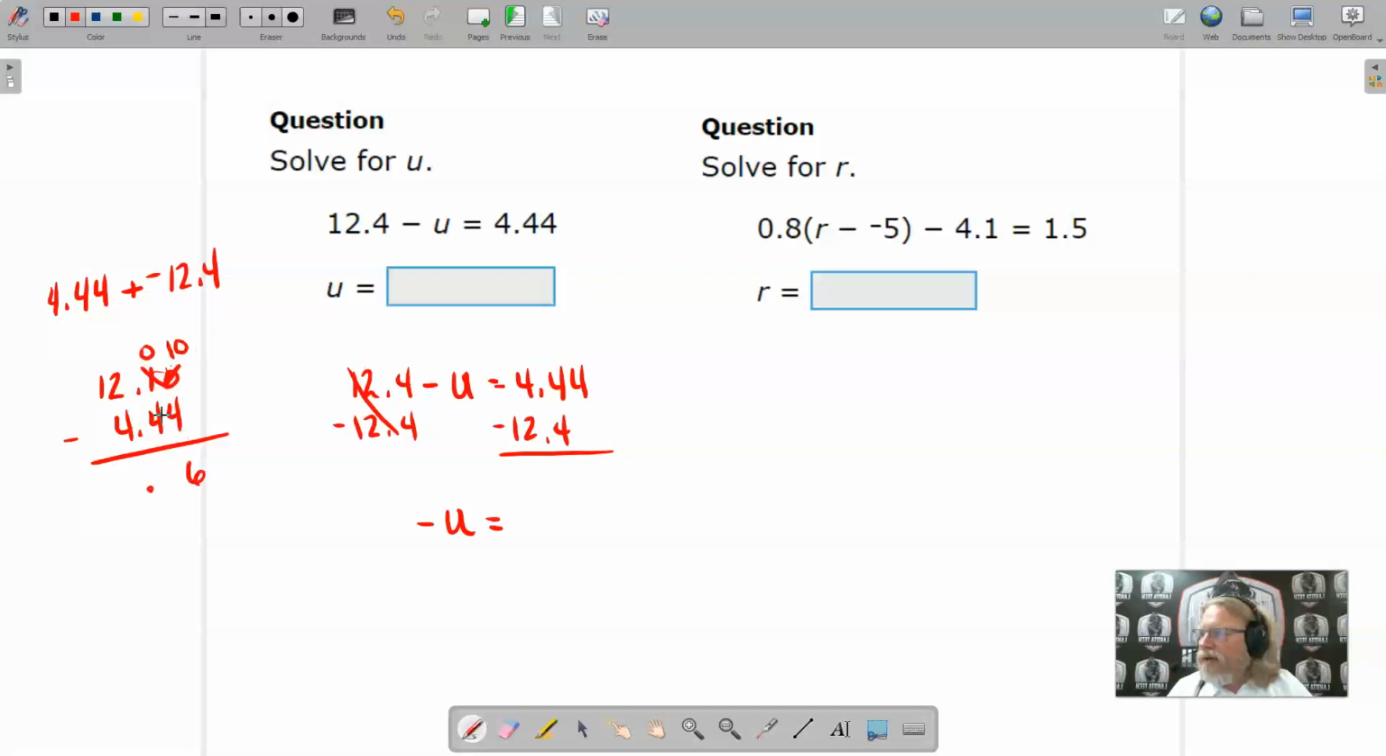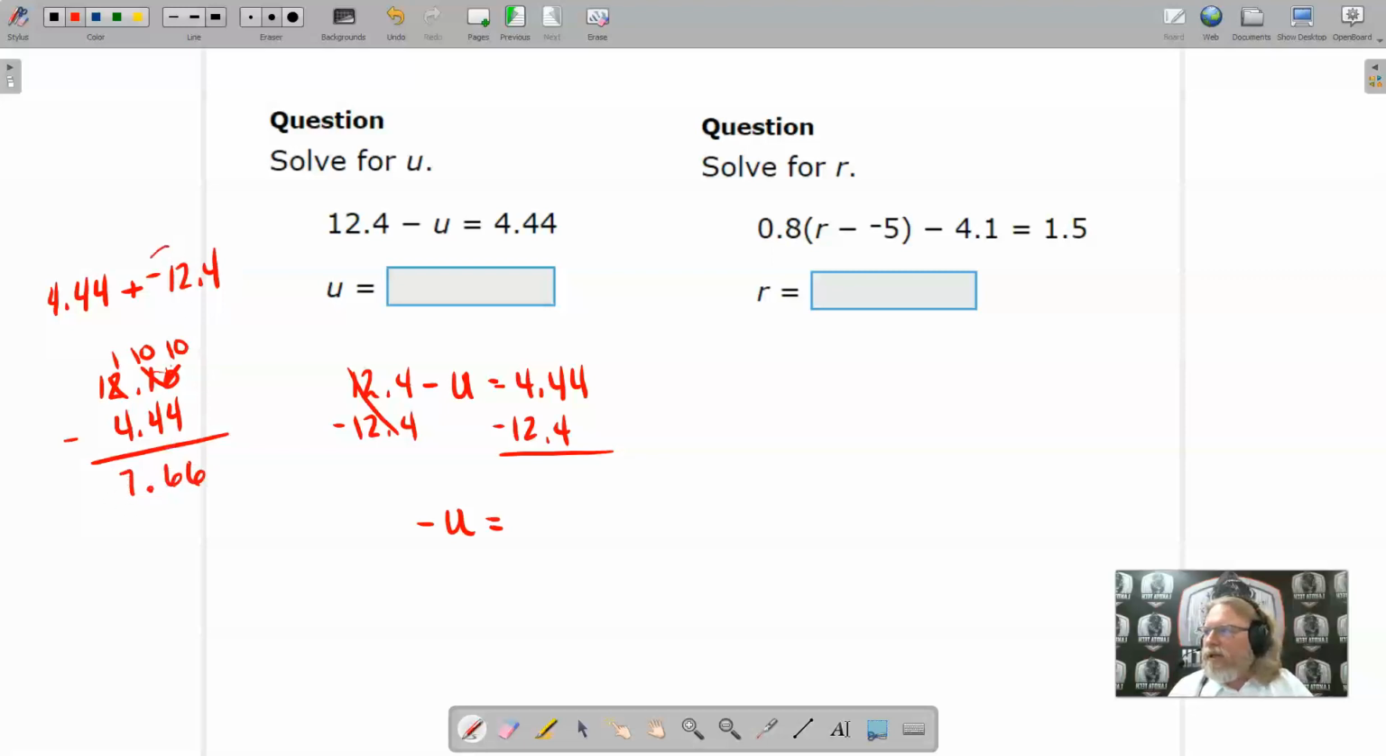And now I can't take 4 away from 0, so I'm going to have to borrow again. That's going to become a 1, and this will become a 10. 10 minus 4 is 6. And then I can't take 4 from 1, but I can see this is 11 minus 4, which is going to give me 7. So this equals 7.66.